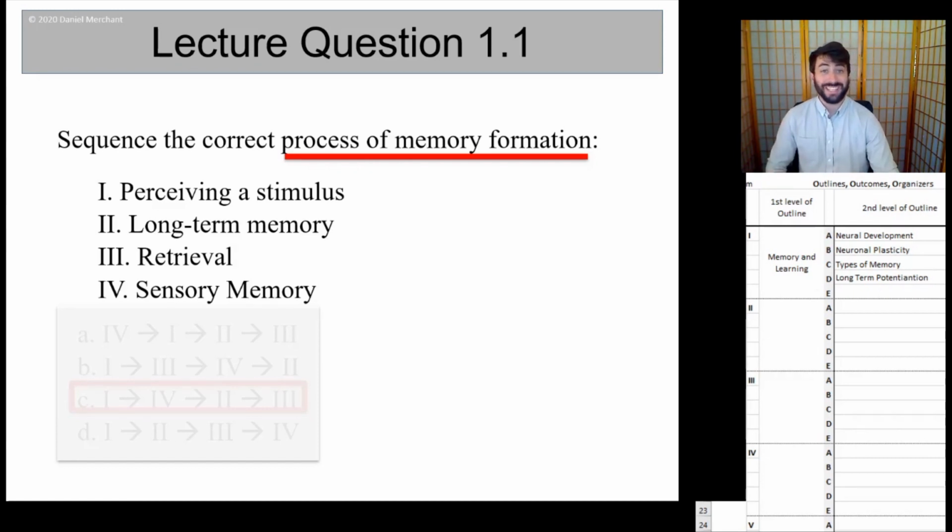Okay, now that I've correctly identified the outcome the question is asking about, in this case, the sequence of the process of memory formation, what I want to do is actually create an organizer, right? So if the question is the outcome, the answer is the organizer. So what kind of organizer do you think we're going to make for a sequence type question or outcome? We typically only make, let's say, tables or flowcharts. So what do you think?